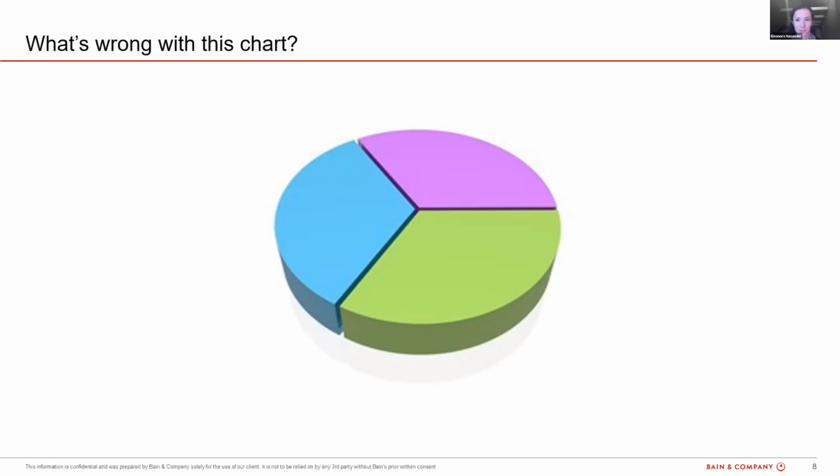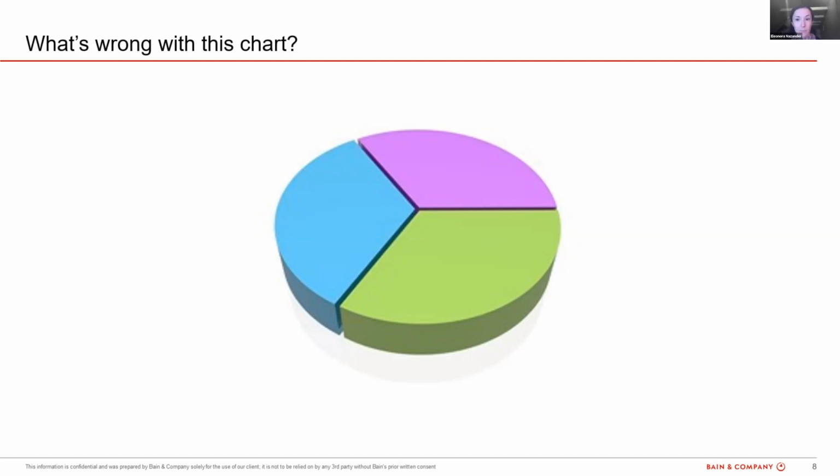It's an easy question. 3D charts is a no. Correct. So what's the problem here? Yeah, is that, well, probably these three segments are the same size actually, but because it's a 3D chart, it appears larger than others. Information is distorted. Not a good idea.